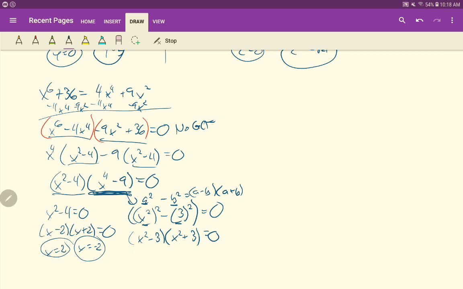Okay, now we can set each one of these equal to 0. We get x squared equals 3, which we square root both sides, and you get x equals plus or minus root 3. And if we subtract 3 on both sides here, we get x squared equals negative 3, square root both sides, you get x equals plus or minus i root 3. Okay, so there are some examples there.